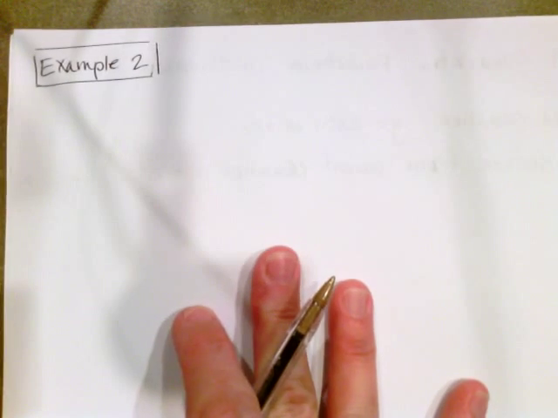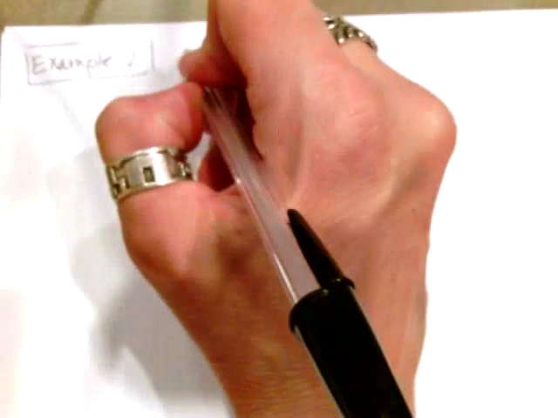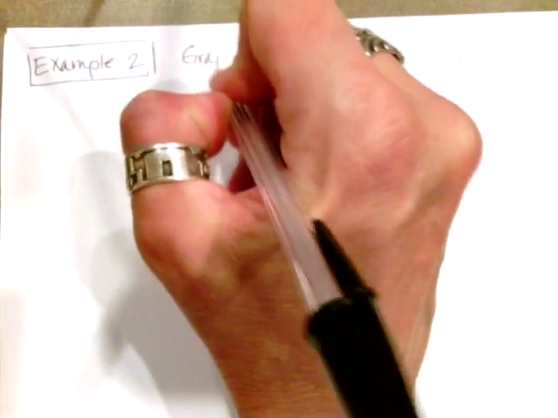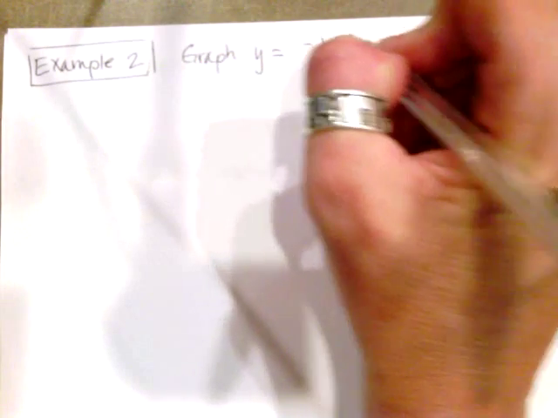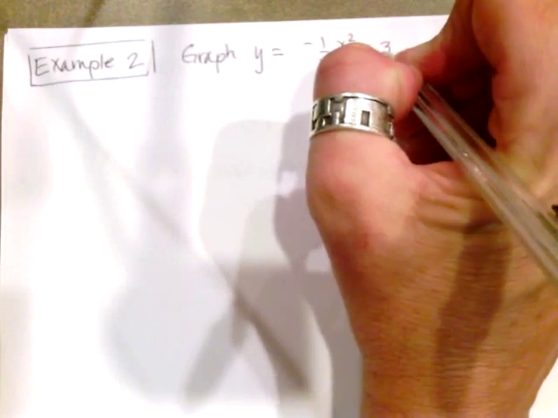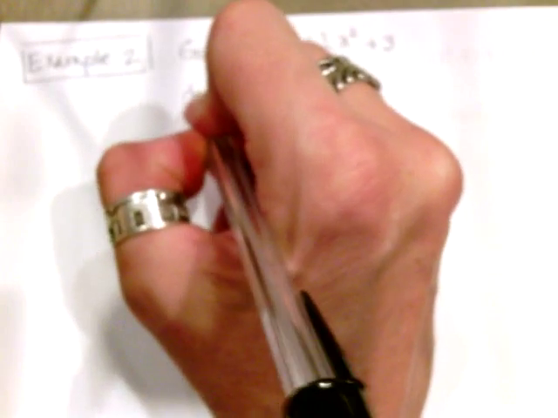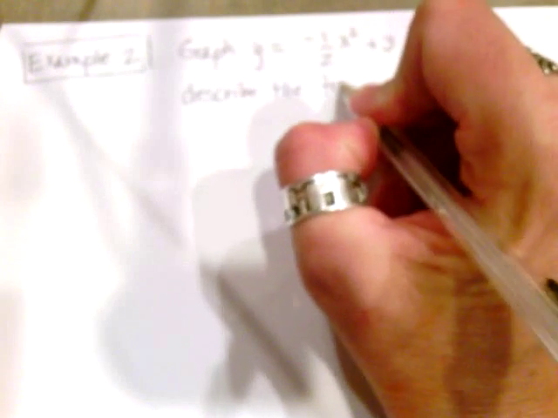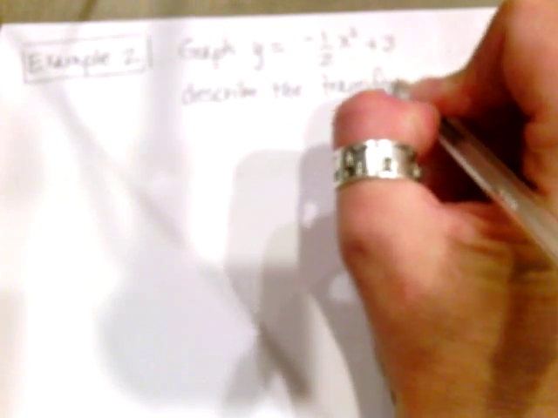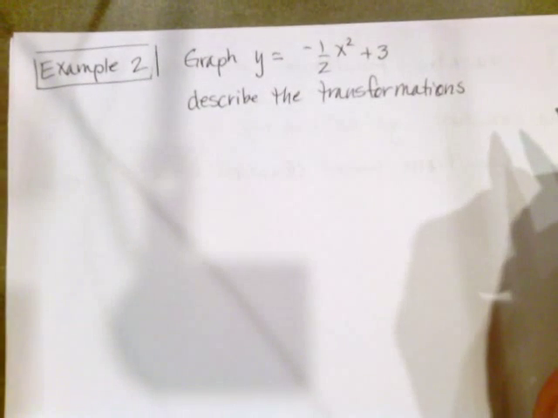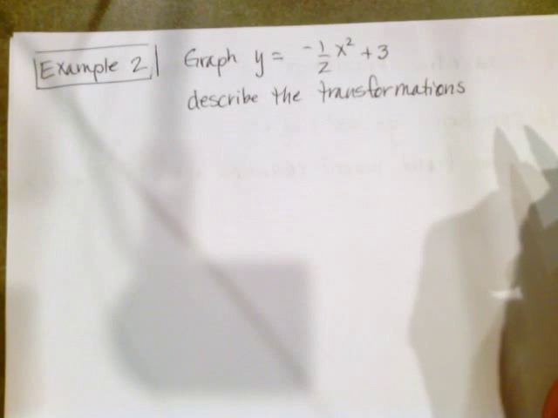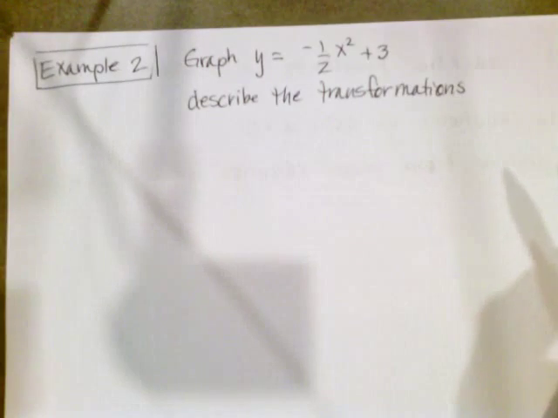All right, for this one, I want you to graph y equals negative 1/2 x squared plus 3. I want you to describe the transformations. We did this in our last chapter, so we want to do it again just because it's good practice. All right, and then we will get an accurate graph.